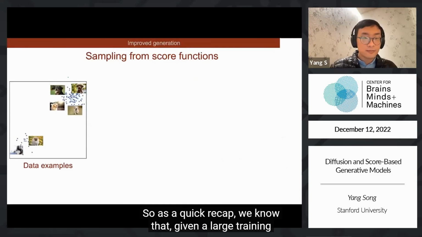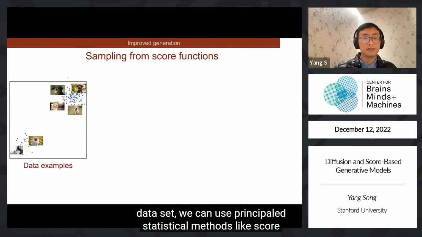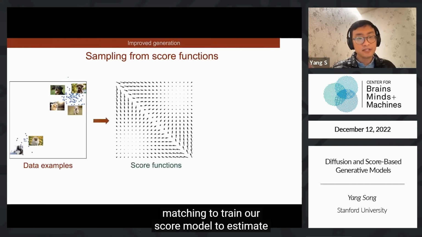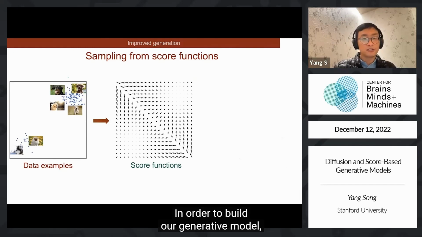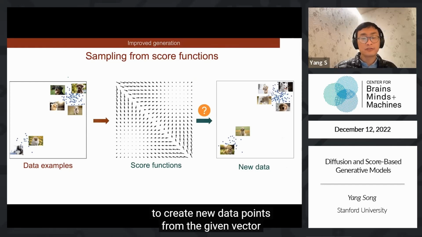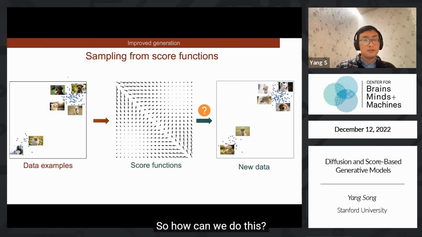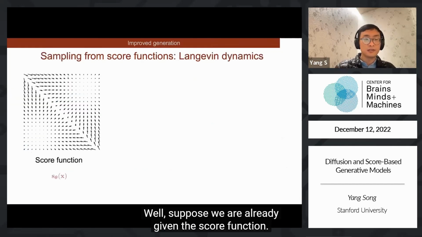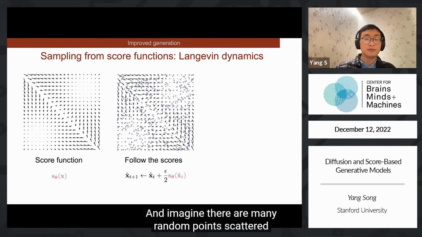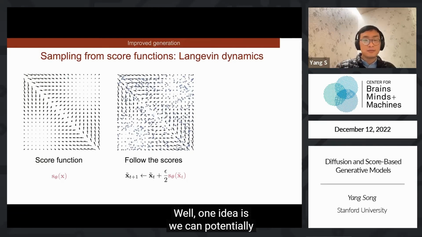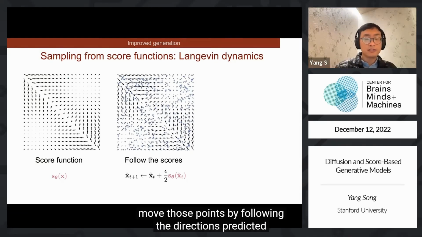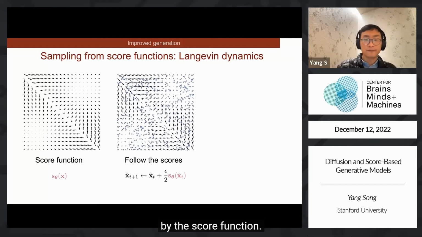As a quick recap, given a large training data set, we can use principled statistical methods like score matching to train a score model to estimate the underlying score function. In order to build a generative model, we have to find an approach to create new data points from the given vector field of score functions. So how can we do this? Suppose we are already given the score function, and imagine there are many random points scattered across the space. Can we move those random points to form samples from the score function? One idea is we can potentially move those points by following the directions predicted by the score function.